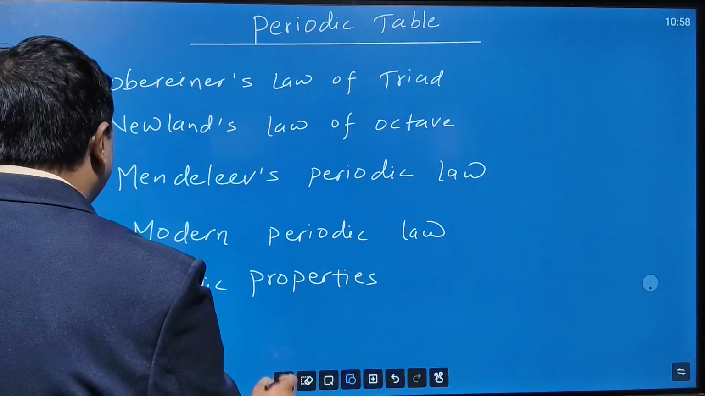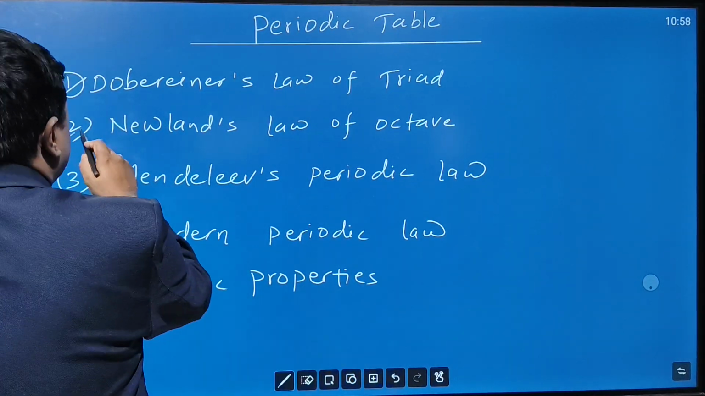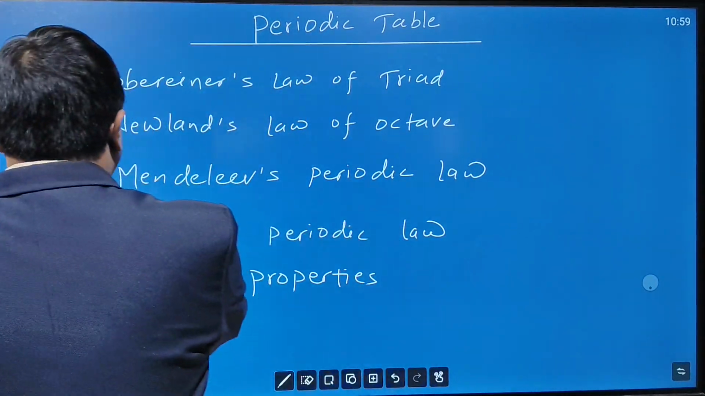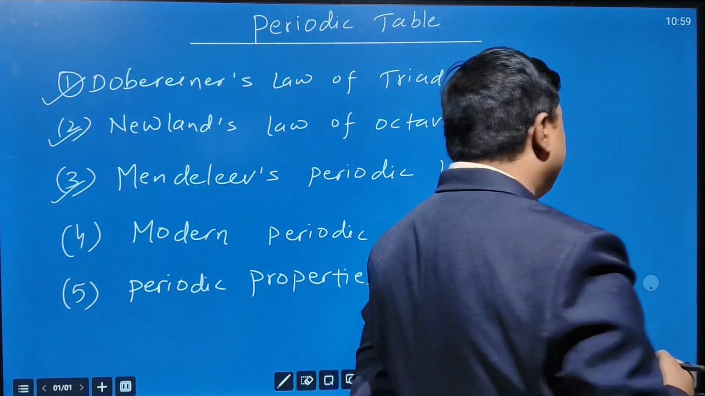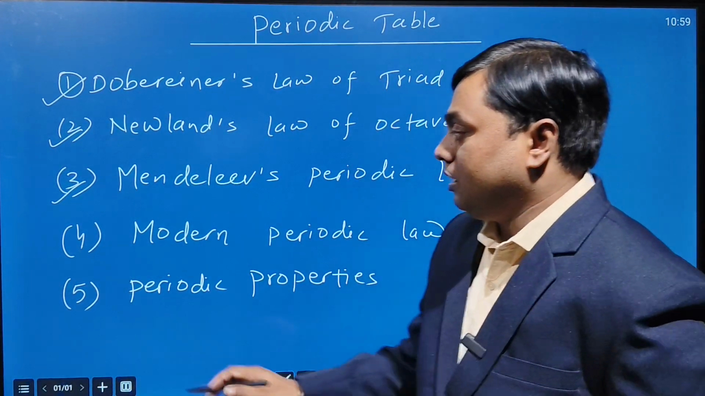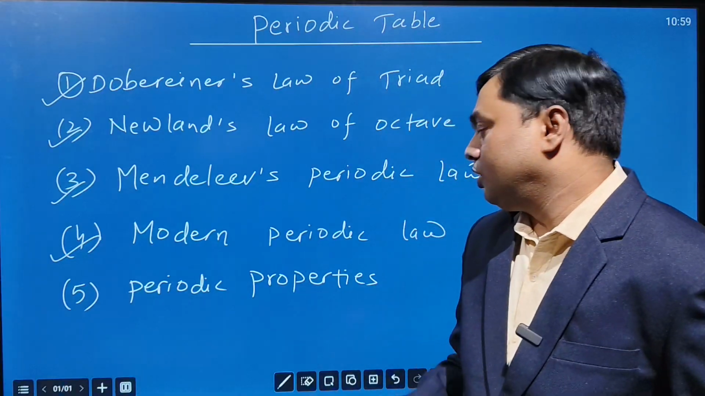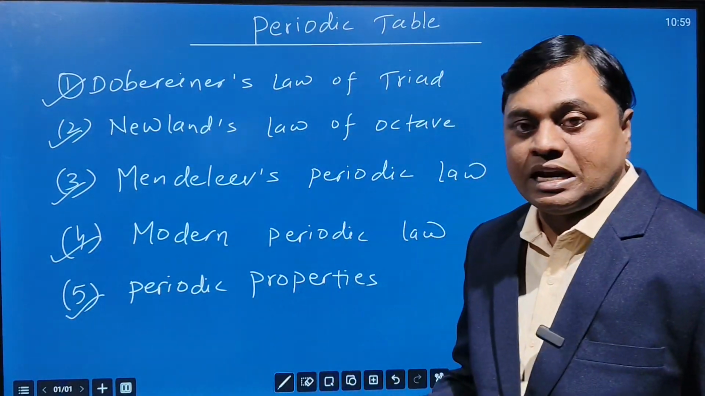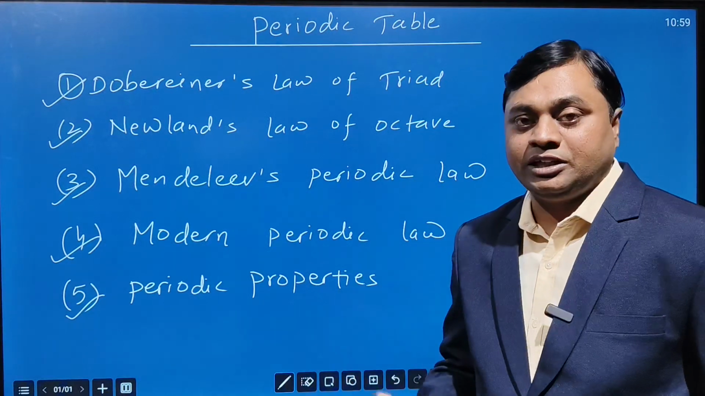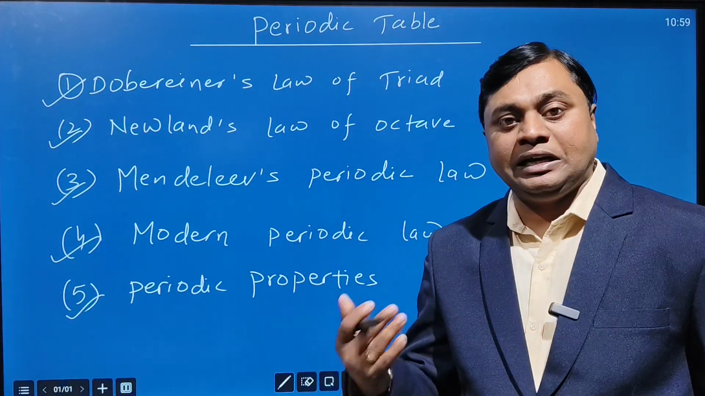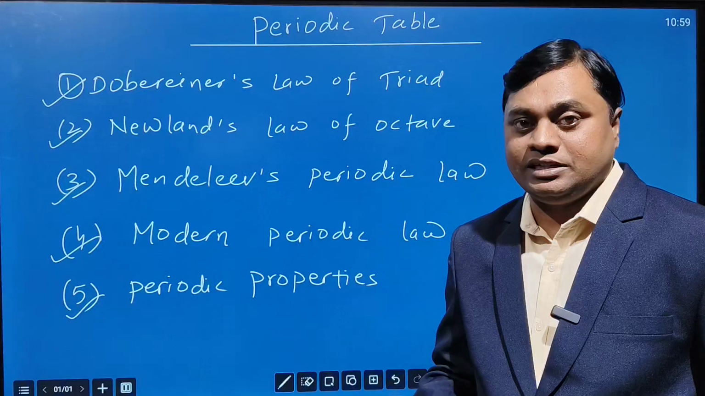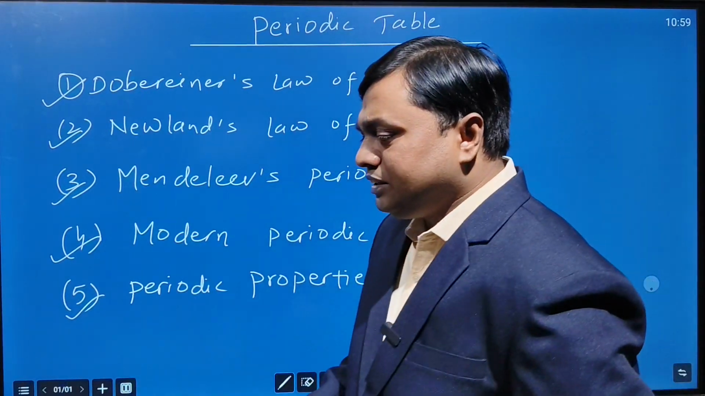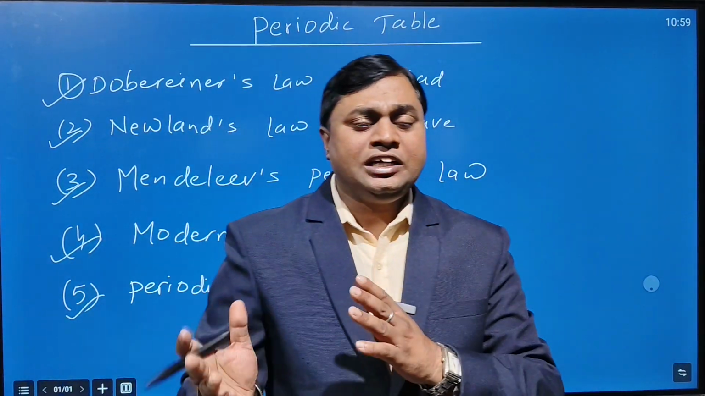First one is Dobereiner's law of triads. Next, Newlands' law of octaves. Third, Mendeleev's periodic law as well as table. Next, modern periodic law as well as table. And last, we will discuss the periodic properties like atomic size, ionization energy, electronegativity, metallic character, non-metallic character, valency, etc.